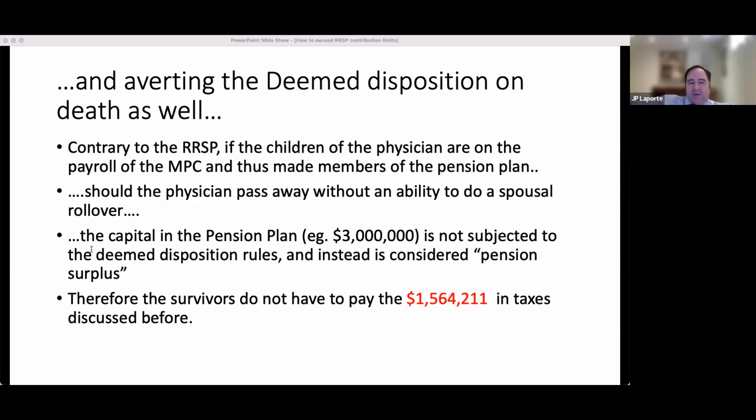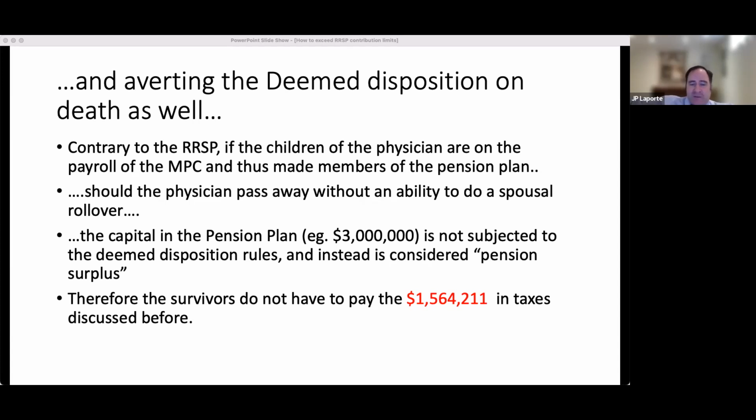Instead, the law considers it to be pension surplus. So the $1.5 million in taxes that Dr. X would have paid, well, her estate, if she's dead, her estate would have paid, doesn't occur with the PPP in this particular case, because the children are also part of the plan, and the plan is not going to be terminated. The plan continues.